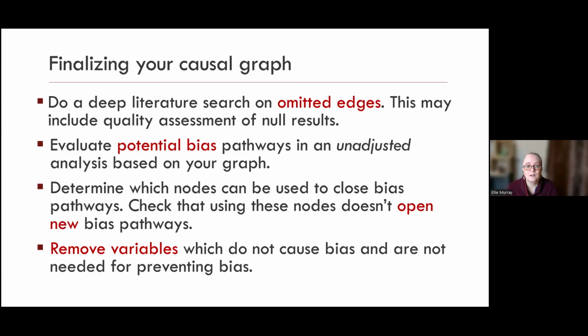And then you have a graph now, you want to think about the potential biases that are in that graph if you don't adjust, but do condition on the restriction variables or the selection variables or competing events. And then think about which nodes can be used to close those pathways and check that using those nodes to close the pathways doesn't open any new bias pathways. And then finally, you can trim your graph by removing variables which don't cause bias and are not needed for preventing bias, because those are not going to be really necessary for what you're doing.